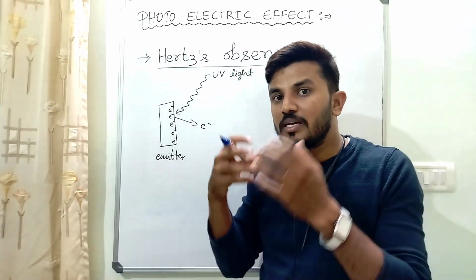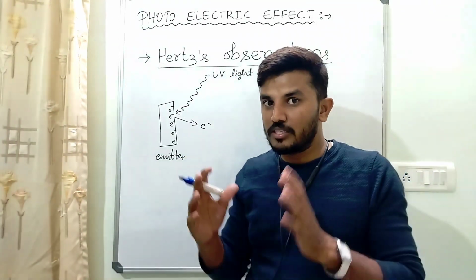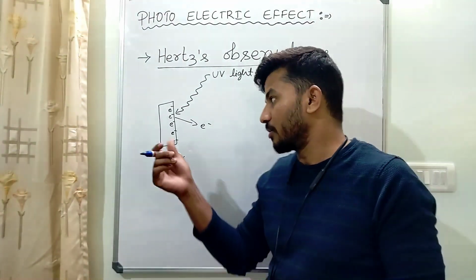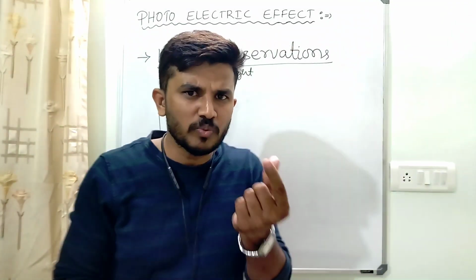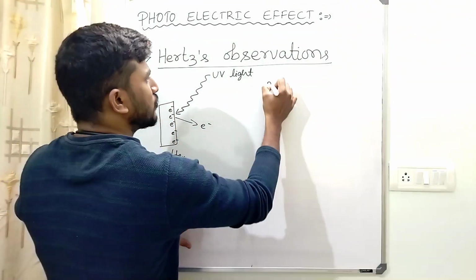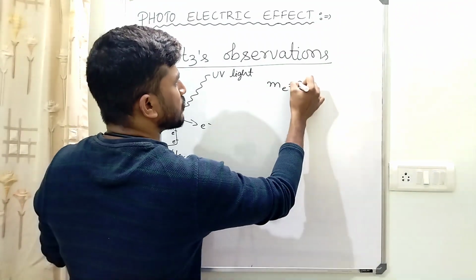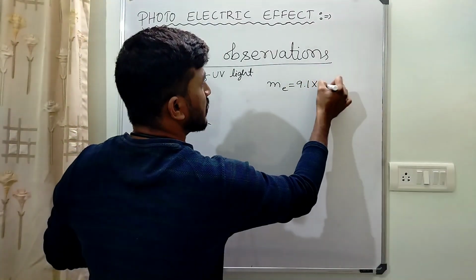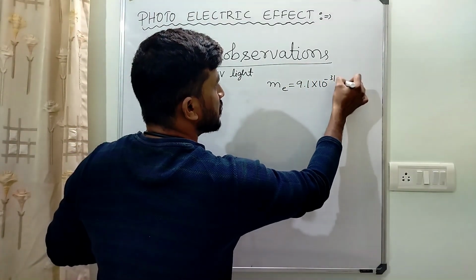By using our naked eyes we can't see the electrons which are coming out, because the size of the electrons is very small. If I write the mass of the electron, it is somewhere around 9.1 into 10 to the power minus 31 kg.